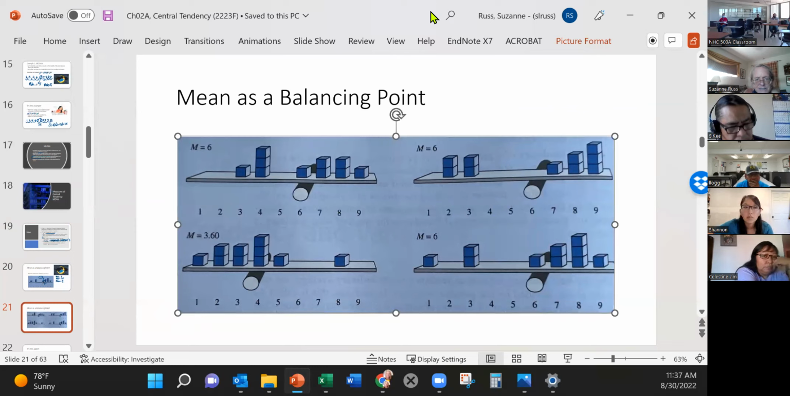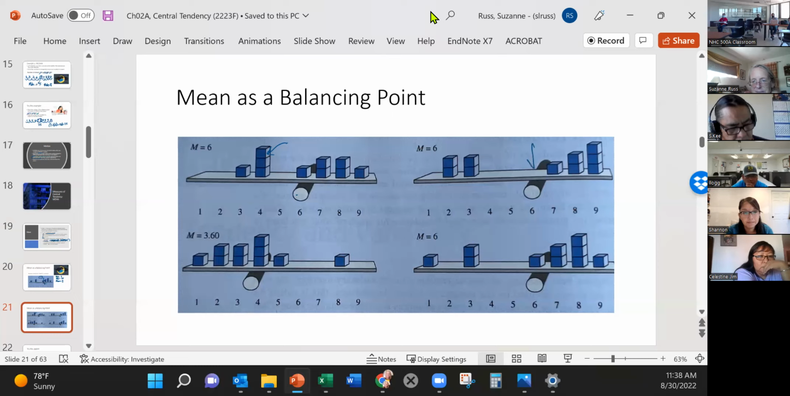Here's another data set where we can see the mode is 4. We could organize it and find the median, but we haven't done so. But look at what the mean is. It's just this 6 again. These are all distributions that have 6 as a mean. Look at this one. There is not even a cube where the 6 lies. The mean is a number that doesn't exist in the data set.